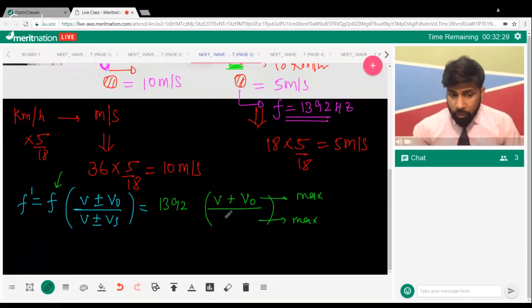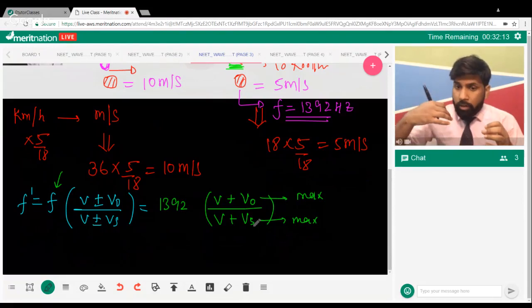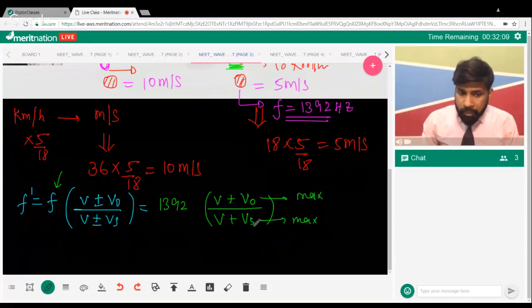And how can we use this formula? v plus vs. We need to take the maximum value because your source is moving away. That is increasing the separation between O and S, or I can say this is trying to decrease the frequency. So that is only possible when we take the maximum value of the denominator. It means v plus vs.